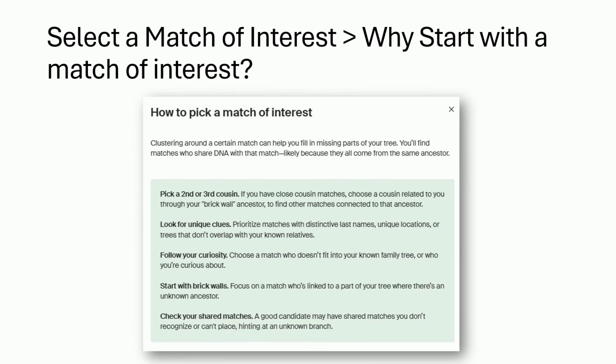So Ancestry suggests starting with a match of interest, and it gives you some reasons for why you would start with a match of interest. And it talks about picking a second or third cousin, and if you have close cousin matches, choose a cousin related to you through your brick wall ancestor to find other matches connected to that ancestor. So choosing a closer cousin like this will help you get more clusters and more shared matches included in those clusters. You can prioritize matches with distinctive last names, locations, or trees that don't overlap with your known relatives. Follow your curiosity, start with brick walls, or check your shared matches.